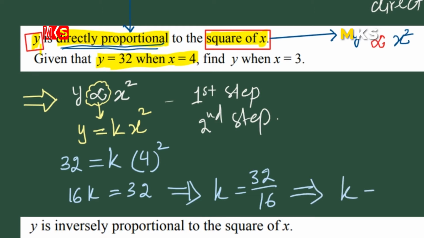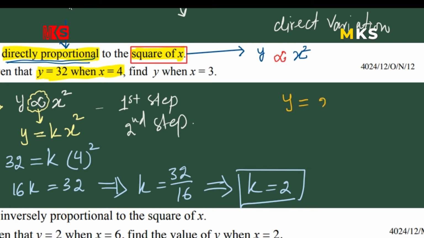So k is 2. This is the third step, to find the value of the constant by using the pair of corresponding values of the two variables. Once we have got this value of k, it means we have got the formula. y is equal to kx squared has become y is equal to 2x squared. Now read the question. The question is find y when x is 3. So if x is 3, y will be 2 times 3 squared, so that will be 2 times 9, which is 18. That's all. So this is the fourth and final step.